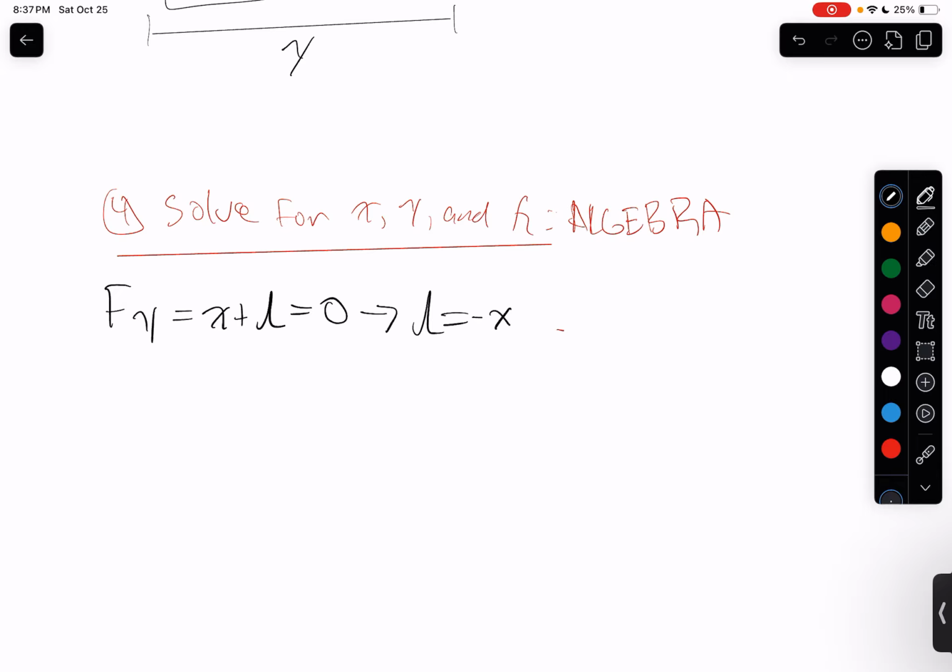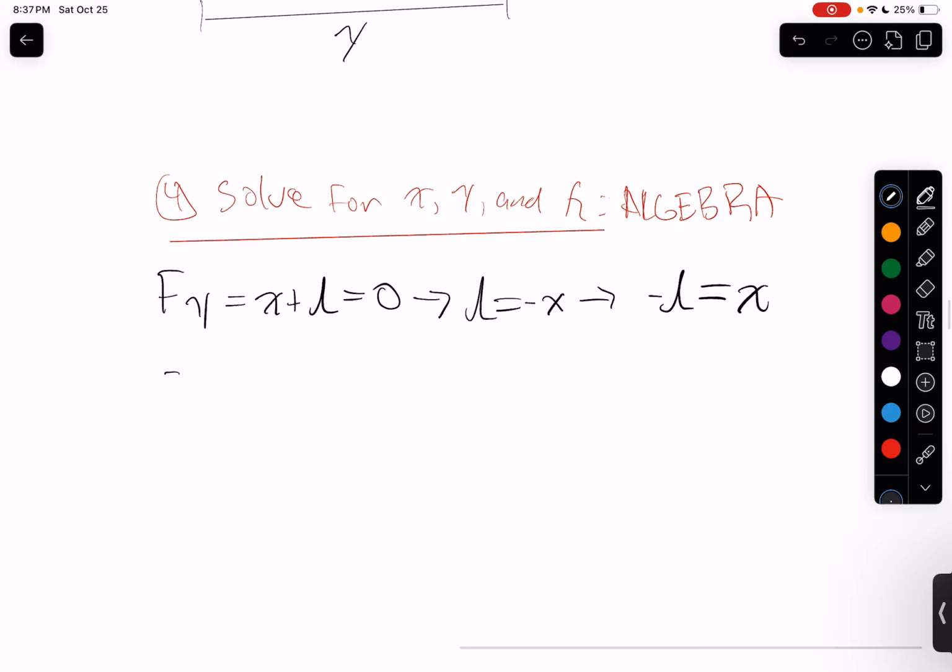And we have a negative x, and we don't want that. We want to have x all by itself. So we're just going to divide negative x by negative 1. And that's going to let us have negative lambda equals x. So great, we got x all by itself.